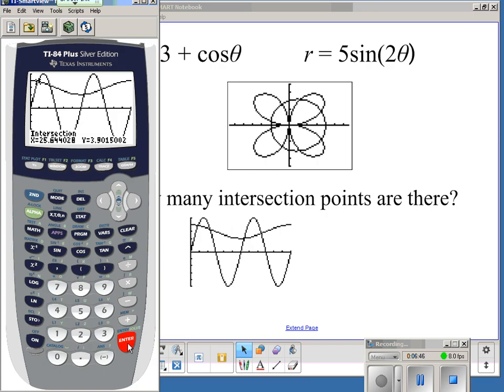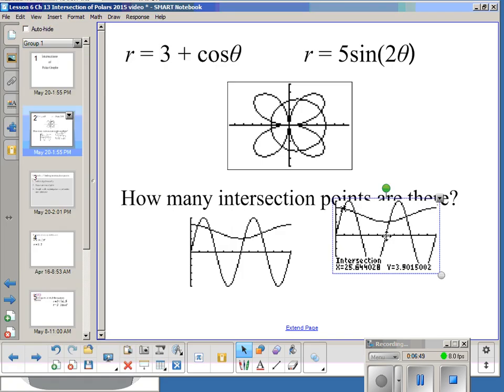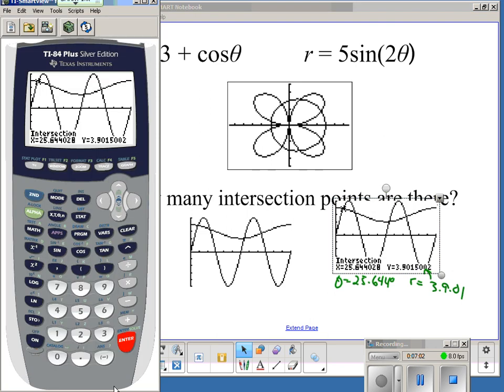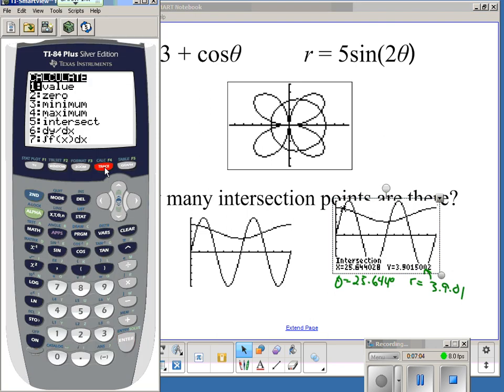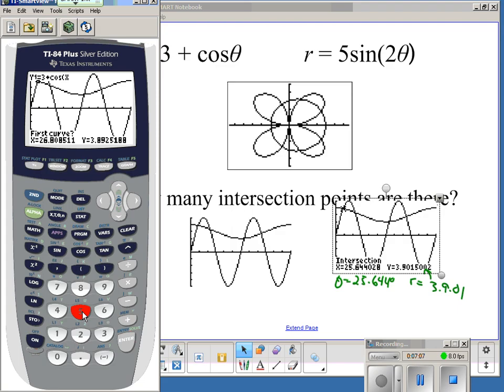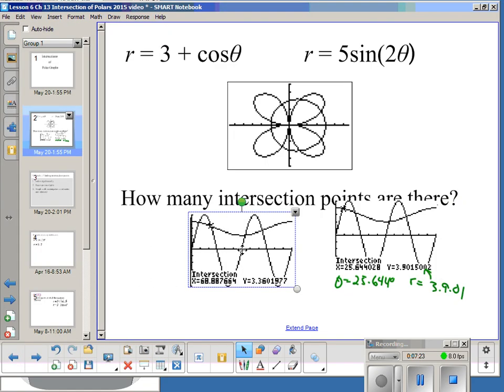Remember, x in this case is theta. So at 25.644 degrees, and y, my r, will be 3.901. That's going to be on both graphs, right? And then I can continue on in this manner and find a different intersection. Again, for the next one, I'm going to hit enter, enter, but I'm going to guess more like 60, because it seems like it's about 60 degrees on my x scale. And there it is at 68, right? And so I can get my 4 intersections that way.